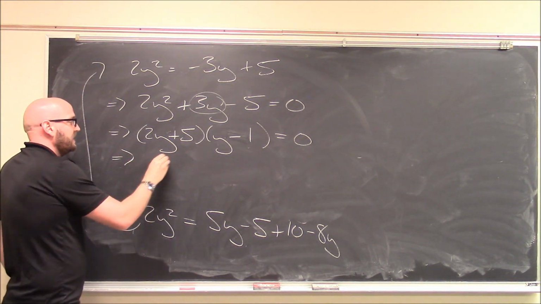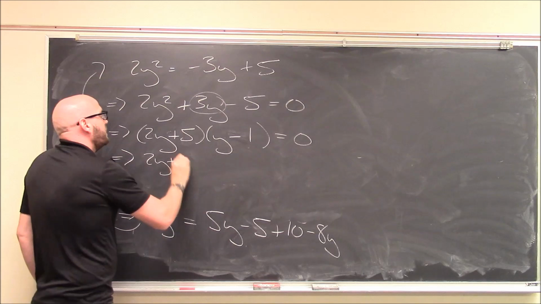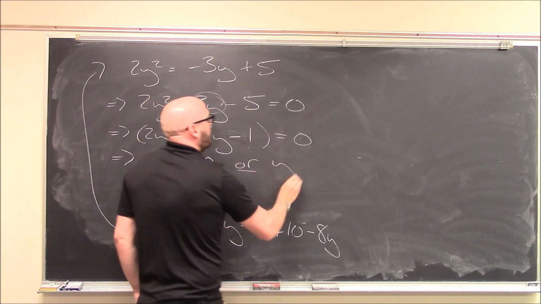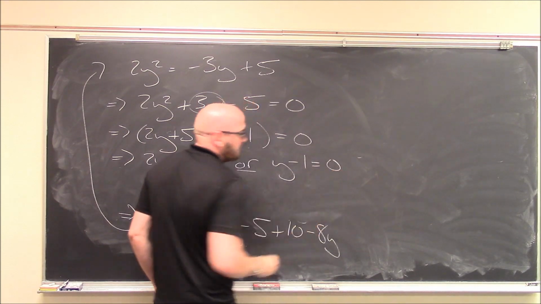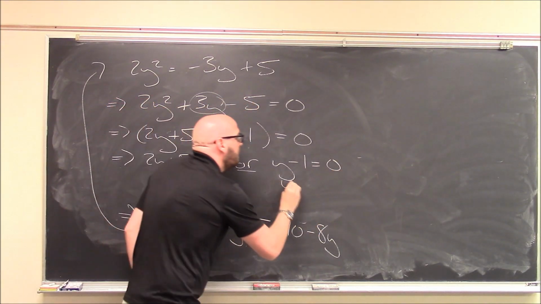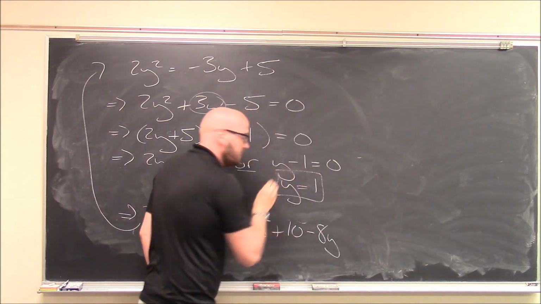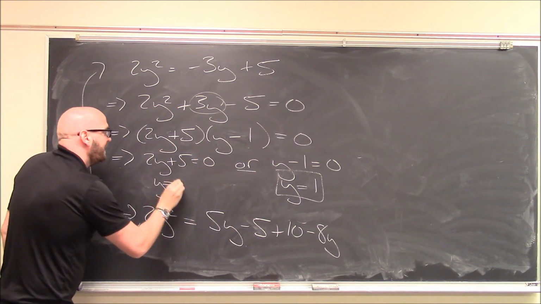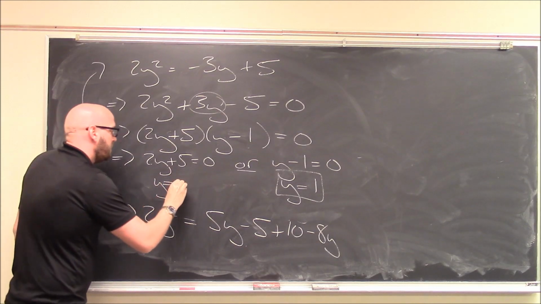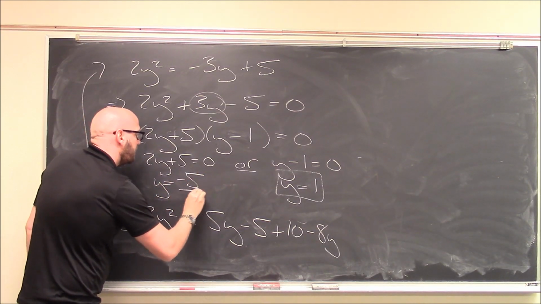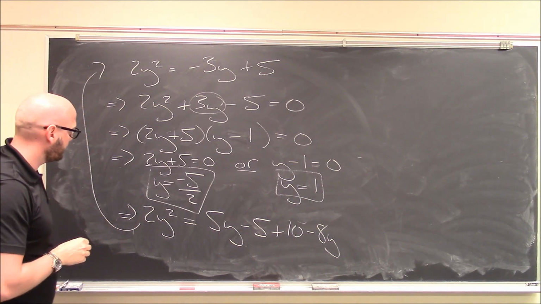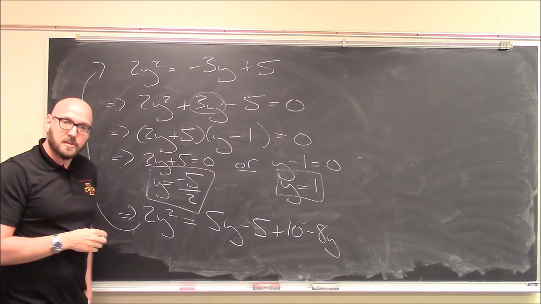So last but not least, 2y plus 5 must either equal 0 or y minus 1 must equal 0. This is the easy one. y equals 1 is one solution. Or this one, 2y equals minus 5, so y is minus 5 over 2. So there's our two solutions.